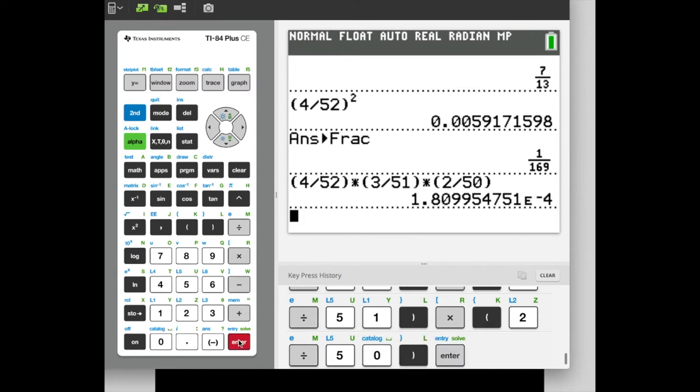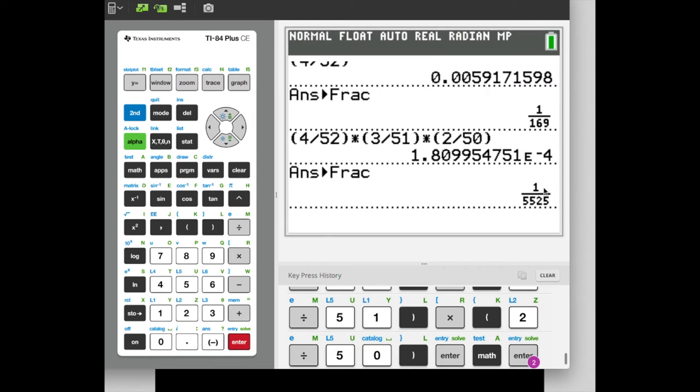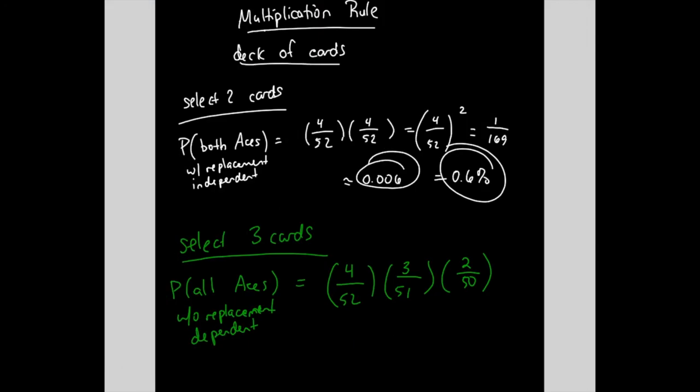And let's see what that is. And then if I use that, you're going to see, as we use the multiplication rule, a lot of these fractions will have large numbers because we're multiplying. So most of the stuff that you do will be represented in decimal form. But anyway, if you need the exact fraction, it's 1 out of 5525, or approximately.